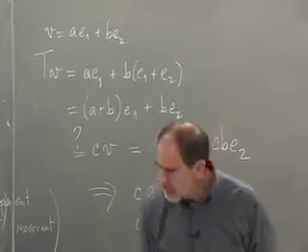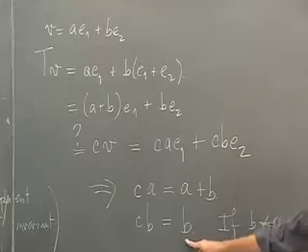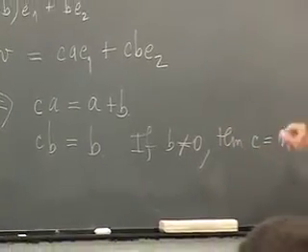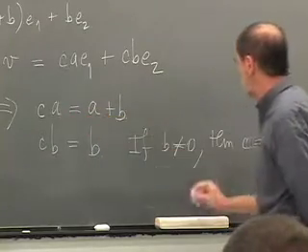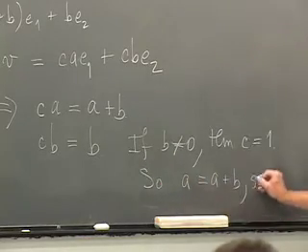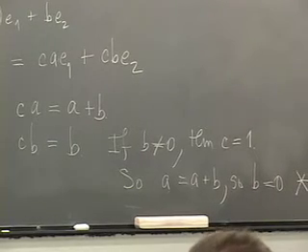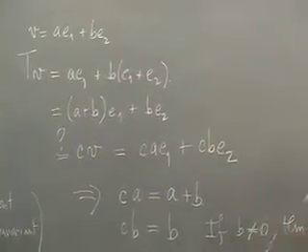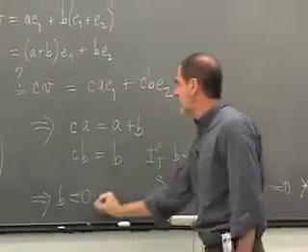Now, if B is not equal to 0, you can multiply this by B inverse and get C has to be equal to 1. That's true in any field. If C is equal to 1, then reading this, we get that A is equal to A plus B. So, subtracting A from both sides, B is equal to 0. Contradiction. So the only way that this can be an eigenvector is if B is equal to 0, in which case C is equal to 1.